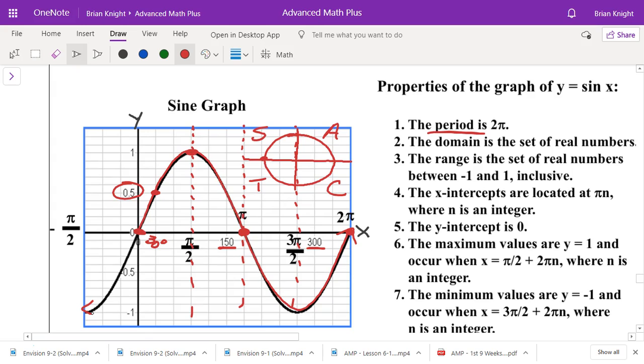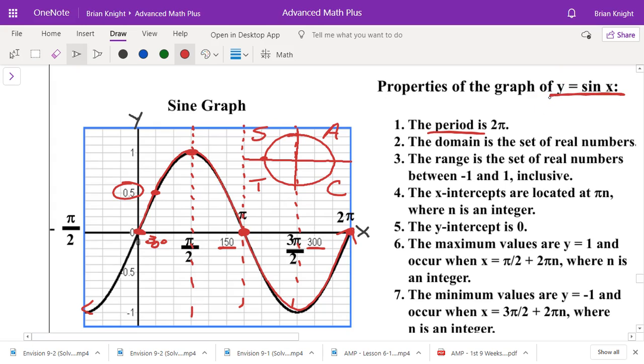Okay? Is my range all real numbers? No. How high does it go up? 1, and it goes down to -1. So my range is between -1 and 1. Everybody with me? Okay? And again, this is just your basic y equals sine of x.